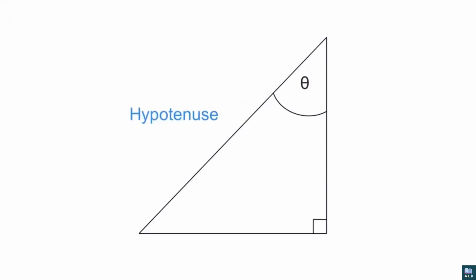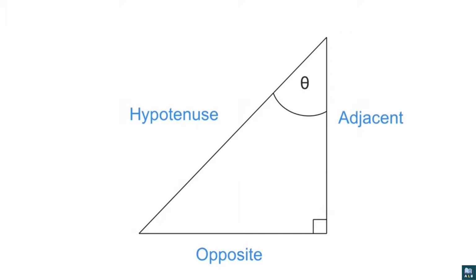Now here comes the changes. Now this side, which used to be the adjacent, is now the side that is opposite our theta, or our designate angle. And this side over here, which once sat opposite our designate angle, is now sitting adjacent to our designate angle.